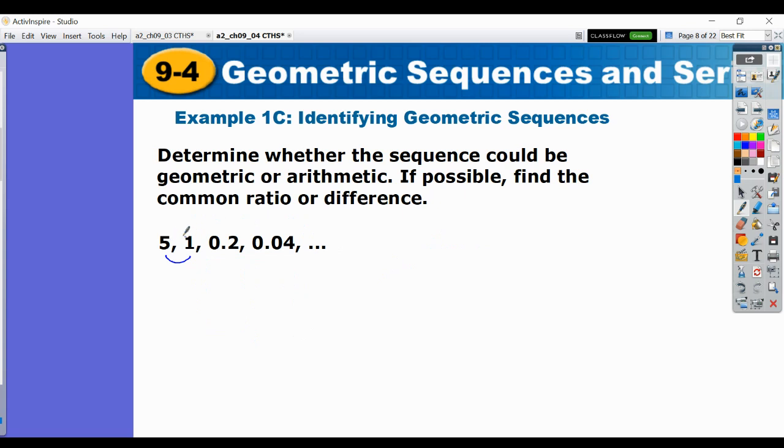So this one, it does not look like I'm subtracting, so I'm going to try dividing. 1 divided by 5 is 1/5. 0.2 divided by 1 is also 1/5. 2/10 is 1/5. And 0.04 divided by 0.2 is also 0.2, which is 1/5. So you can divide them in decimal or fraction. It doesn't really matter. So my R is 1/5, and this is geometric. Okay, so for these problems, make sure you name which type it is and give the R, the D, or neither. You don't have to put anything for neither.